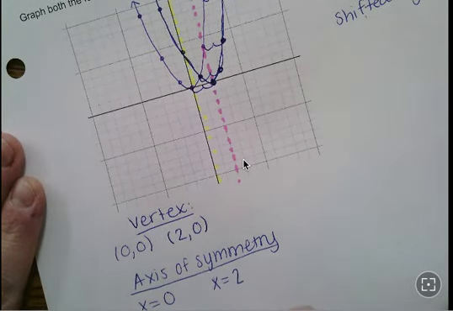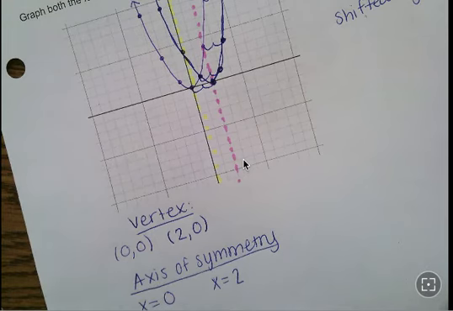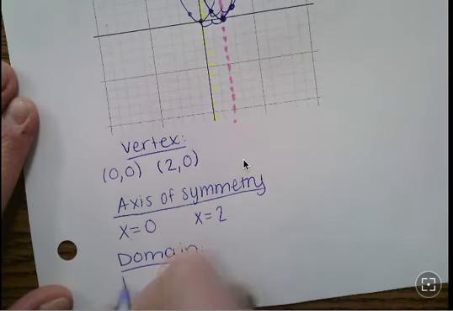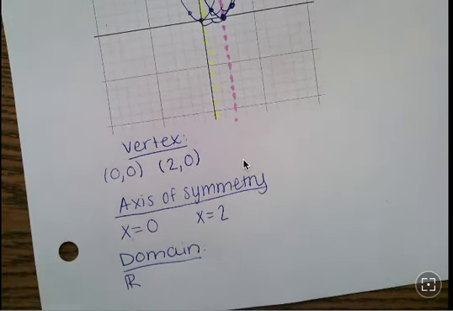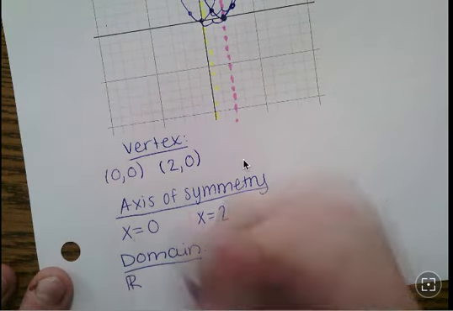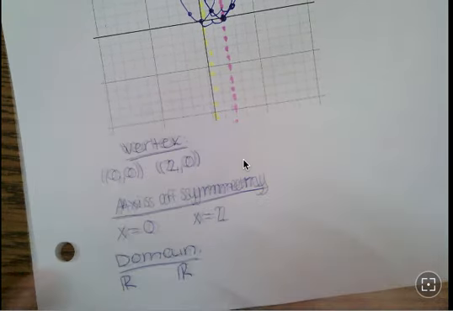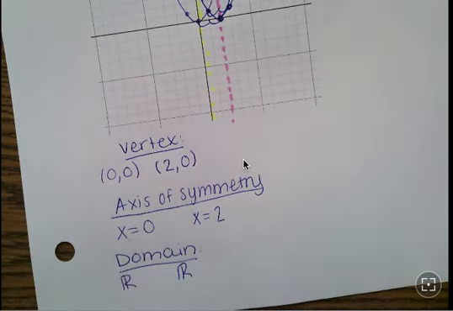Let's talk about the domain. The domain is actually going to stay the same. So the domain of our purple graph, well, if we were riding a roller coaster, we would never fall off, so that's all real numbers. And the domain for our blue graph is going to be the same, all real numbers. Okay?